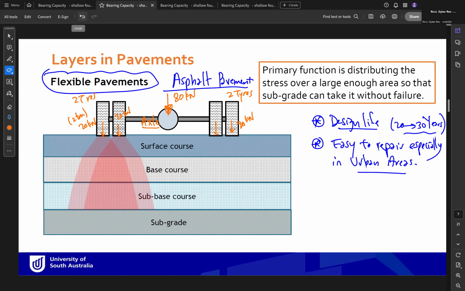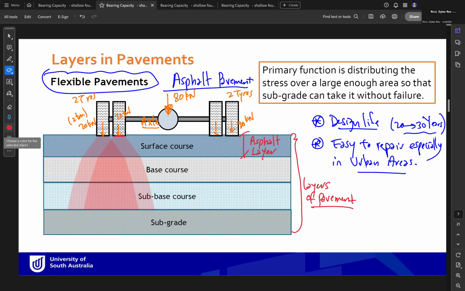So as you can see, these are the layers of the pavement. You can have surface course, base course, sub-base course, subgrade course. The surface course, for example, in this type will be the asphalt layer. But let's talk about the layers later. Here, how the stress is transferred.